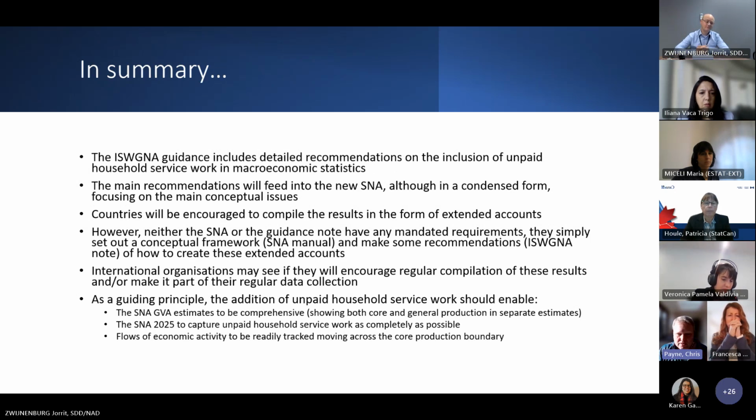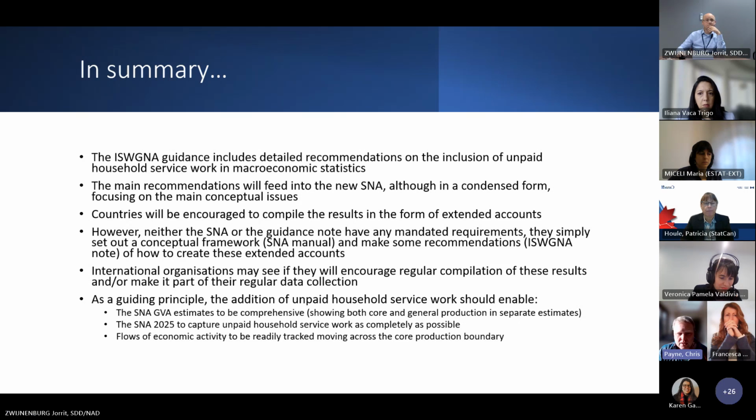So, in summary, the guidance note itself is really detailed recommendations on the inclusion of unpaid household service work in macroeconomic statistics. The main recommendations feed into the SNA, although in a condensed form. So the SNA really is focusing on the main conceptual issues. Countries are encouraged to compile the results in the form of the extended accounts. However, neither the SNA nor the guidance note are making mandatory requirements. It's just setting out a conceptual framework and then some recommendations about how to go about populating the estimates in the extended accounts.